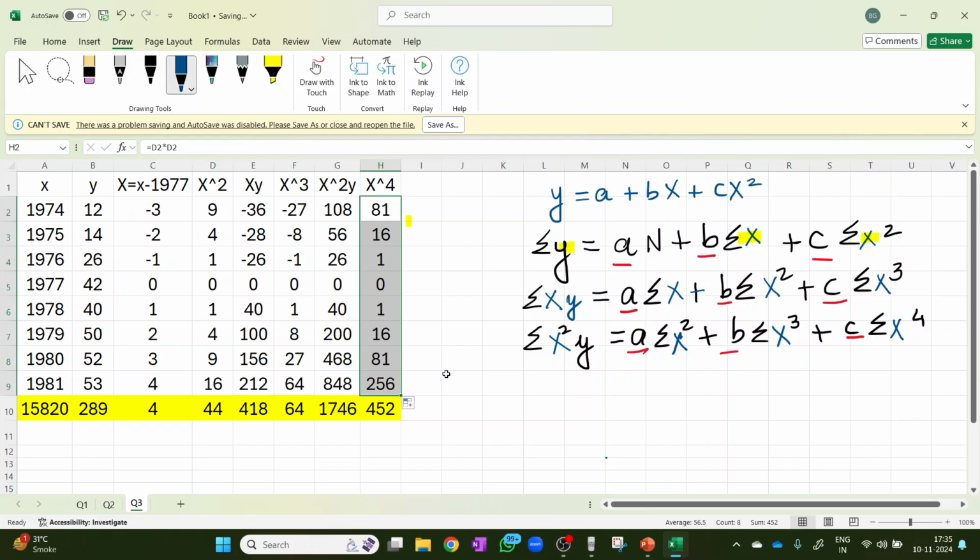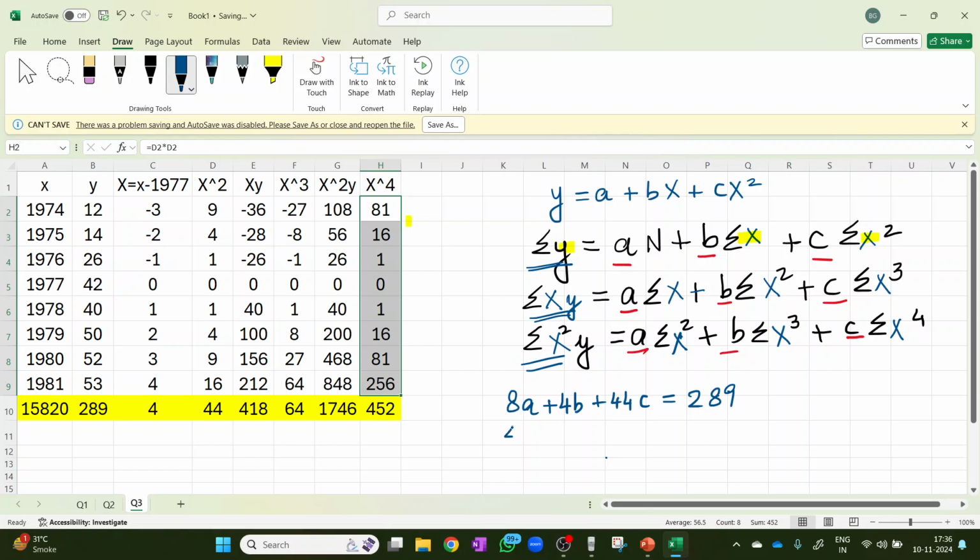Now, once we get these values, we are supposed to substitute them in the equation. Let's substitute them in the equation. So I'm going to start with the equation, keeping these on the right-hand side of me, okay? So we have A times N. N is 8, so 8A. B times summation capital X. Capital X summation is 4. C times summation capital X square, which is 44, is equal to summation Y, which is 289.